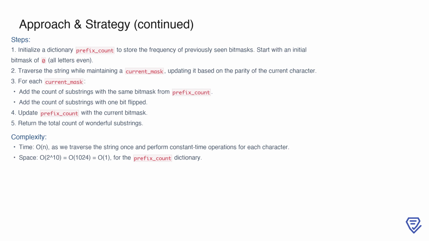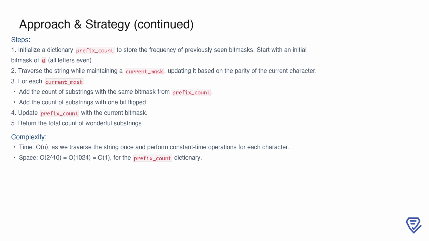For each current_mask, we add the count of substrings that share the same bit mask from prefix_count. We also add the count of substrings where exactly one bit differs, which is achieved by flipping each bit in the bit mask. After processing the current character, we update the prefix_count dictionary with the current bit mask to reflect its occurrence. Finally, after processing all characters in the string, we return the total count of wonderful substrings.